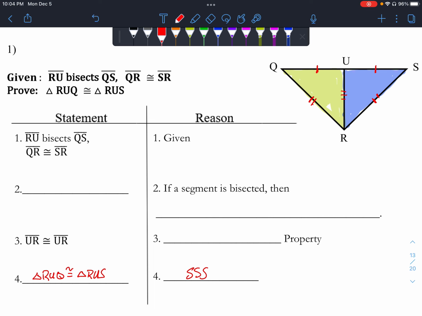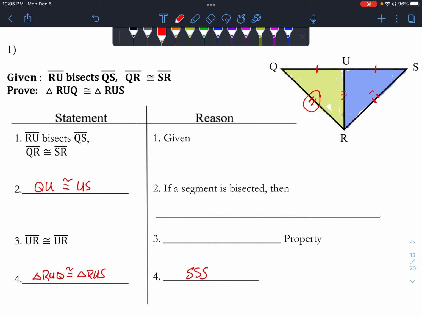So now we have to prove logically why this happens with statements and reasonings. The first thing I noticed is that the reasoning had something to do with the word bisected in it. So I come up and I'm like, oh yeah, remember how I wrote these two things down? I wrote that QU was congruent to US because it got bisected. That's the first thing they're asking us to do as well. Remind yourself that when you put markings on the diagram, you very often need some sort of statement and reasoning because of that.